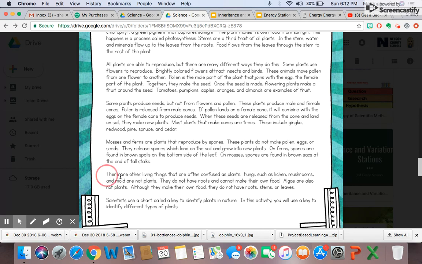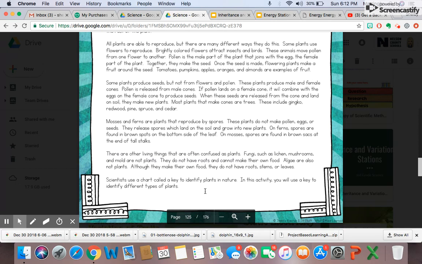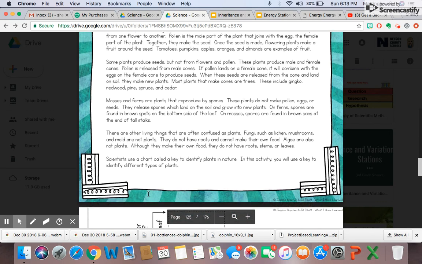There are other living things that are often confused as plants. Fungi such as lichen, mushrooms, and mold are not plants. They do not have roots and cannot make their own food. Algae are also not plants. Although they make their own food, they do not have roots, stems, or leaves. Scientists use a chart called a key to identify plants in nature. In this activity, you will also use a key to identify different types of plants.